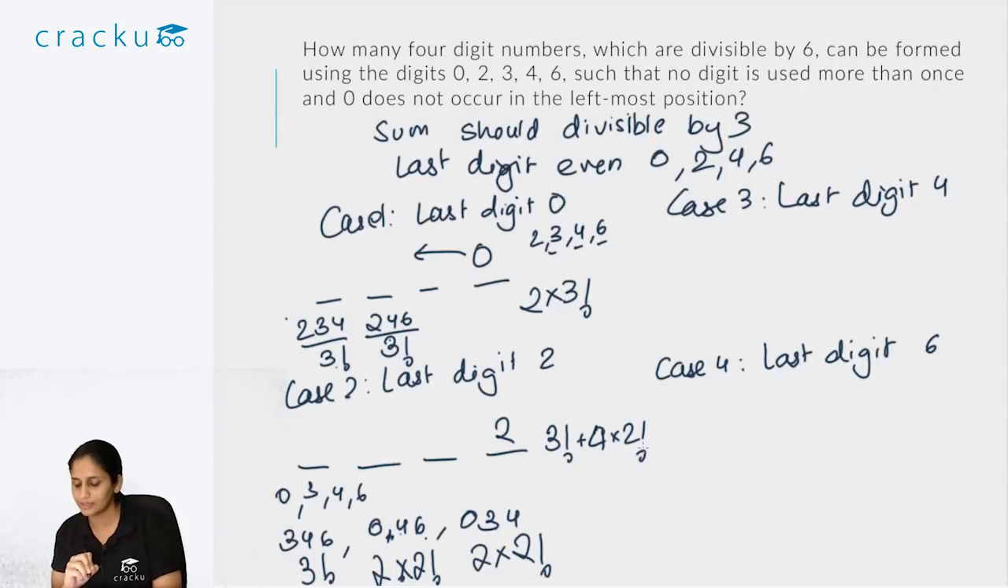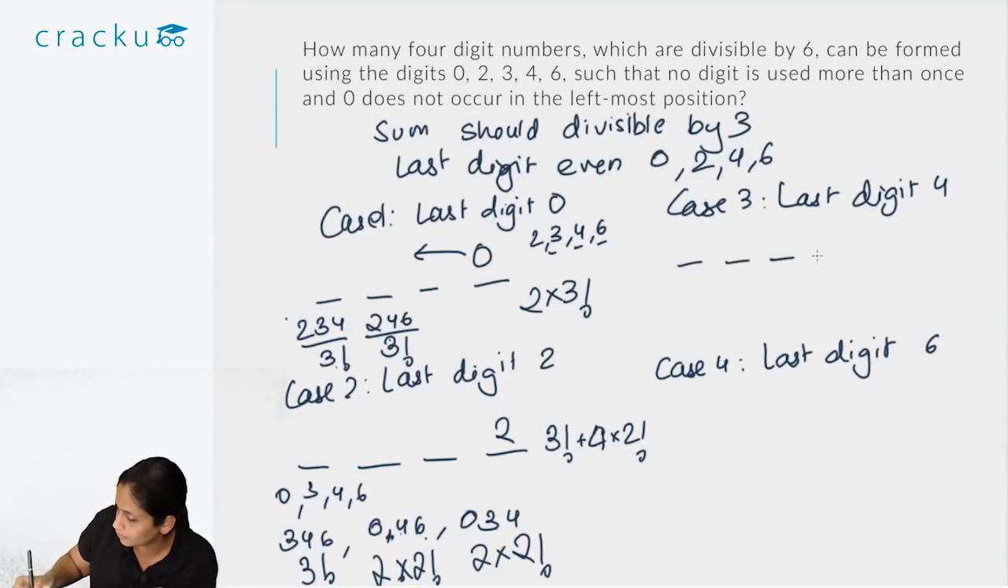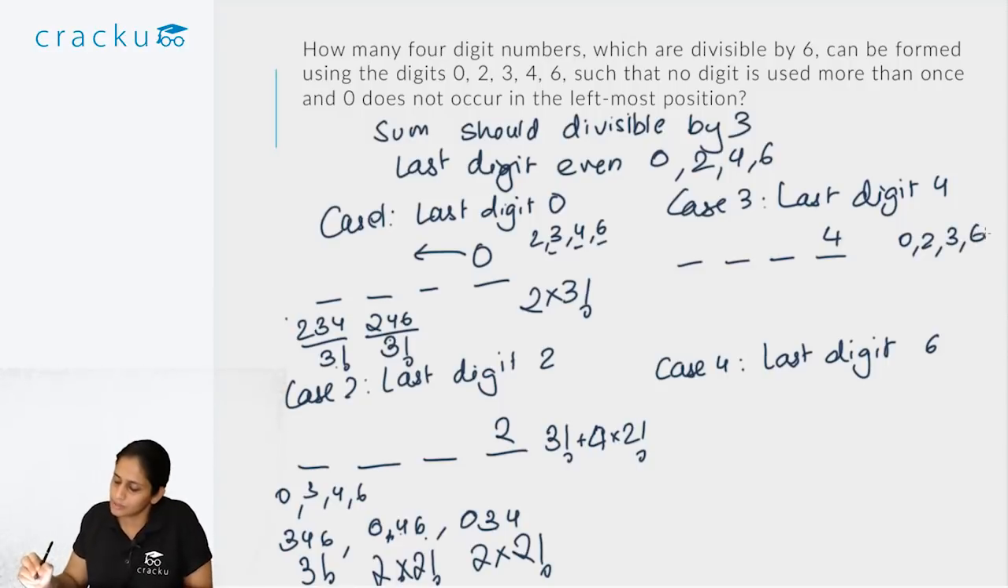Now let's consider the case where the last digit is 4. The remaining digits are 0, 2, 3 and 6. Suppose the digits are 0, 2, 3, then the sum is 5 plus 4, that is 9.